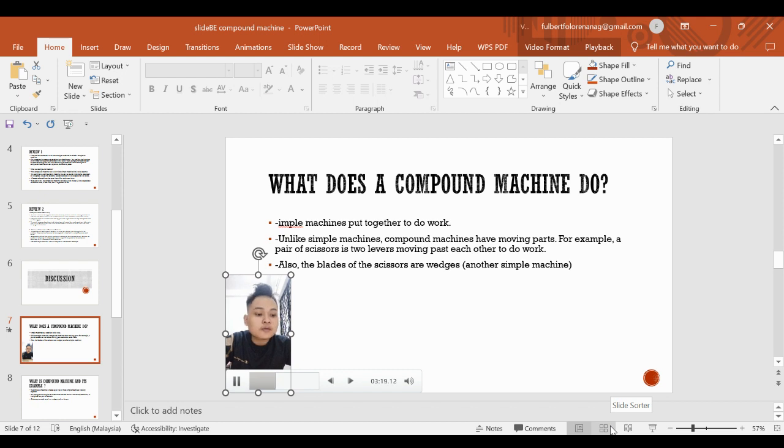Simple machines are mechanical devices that make work easier. A pair of scissors, for example, is made of two wedges. A compound machine allows a person to use less force to complete a task because it is made up of more than one simple machine. Some compound machines are made up of two simple machines.